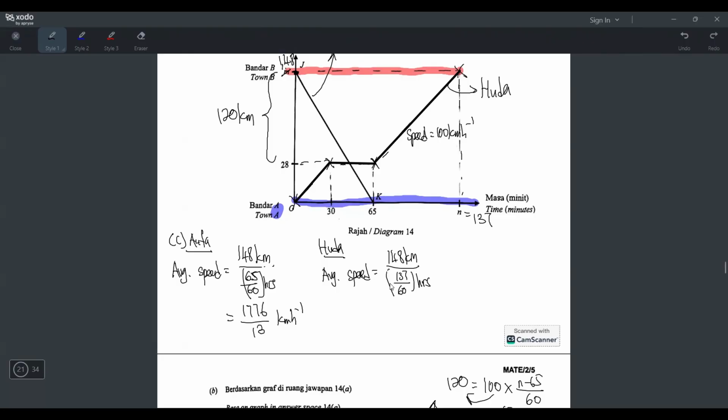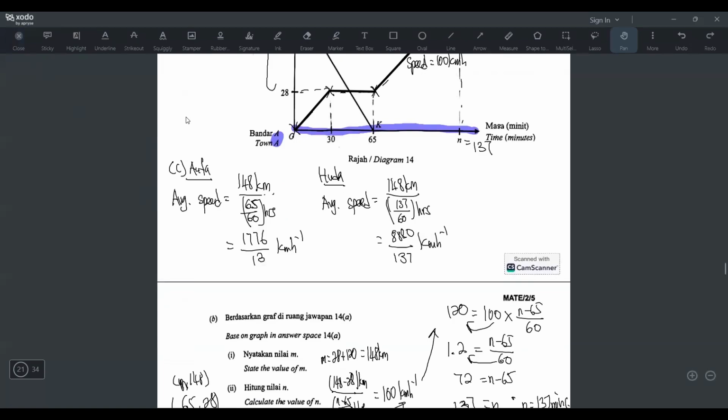Why? Because they want the average speed in kilometer per hour. So now it's time to press this and see what we get. 148 times 60 divided by 137. My calculator gives me 8880 over 137. So this is the average speed in kilometer per hour for Huda. Now we can find the difference.